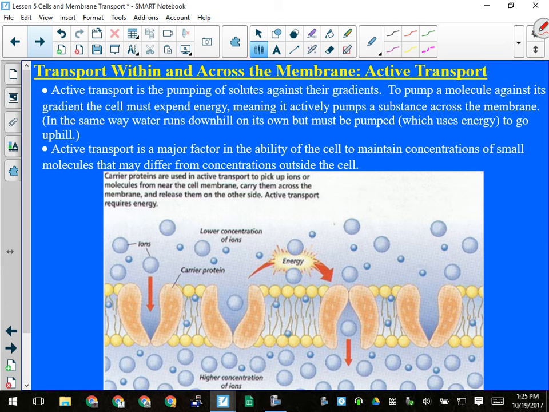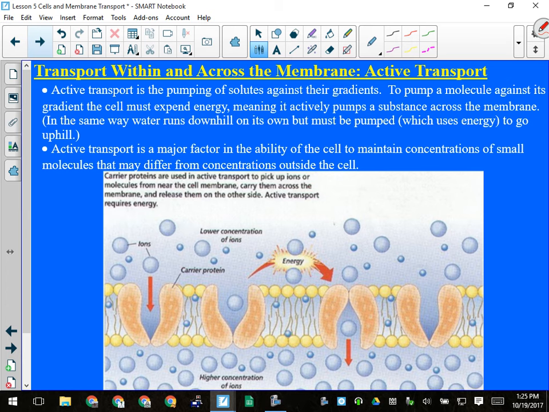And the last of the big three is active transport. Active transport is much different than the other two because it's not passive, it's active. That means it requires energy from the cell. Your cell can actively pump certain materials through the membrane. There are little proteins.